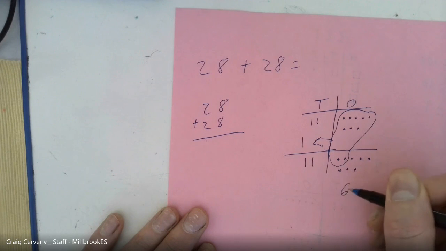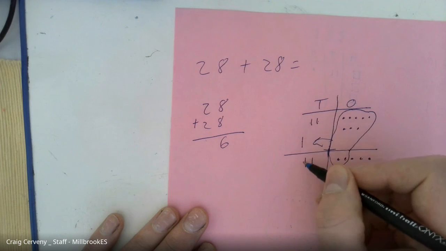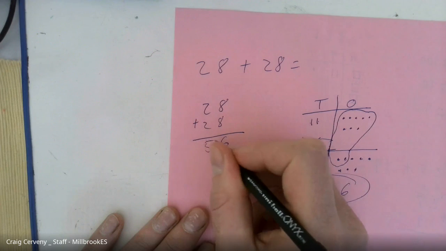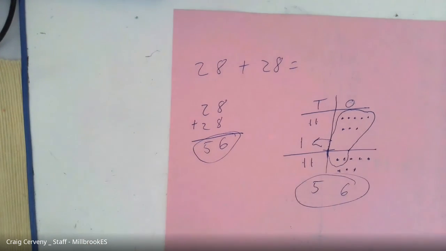So now I'm just going to count out 1, 2, 3, 4, 5, 6. So there's 6 here. That's 6 in the ones place here. And then 1, 2, 3, 4, 5. 5 here. So our answer is 56. In my next video I'm going to show you subtraction and how we do subtraction.